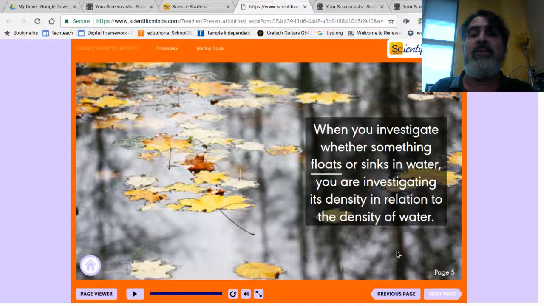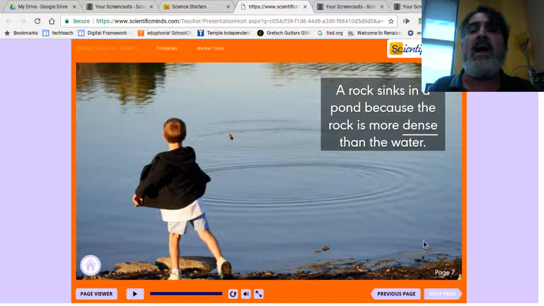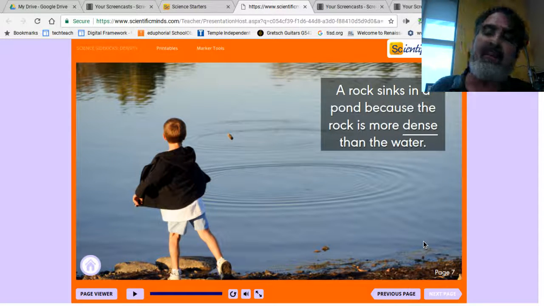When you investigate whether something floats or sinks in water, you're investigating its density in relation to the density of the water. What we're going to call that this year is relative density. If something sinks or floats, we're finding out its relative density. We can float on water because our bodies are less dense than the water. So water is more dense than our bodies. That's why we can float. A rock sinks in a pond because the rock is more dense than the water, so it sinks.